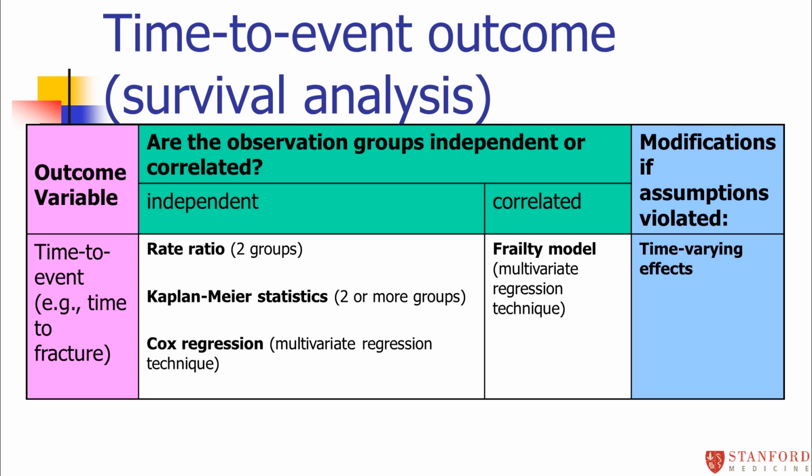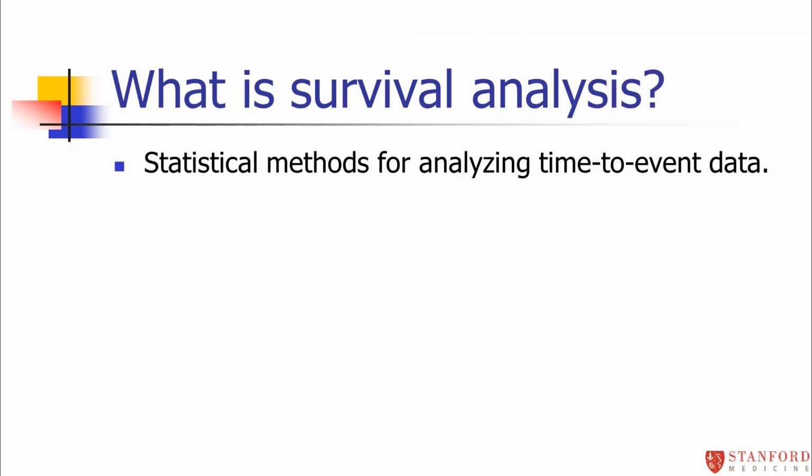For time to event outcomes, there are a couple of different statistics we're going to be talking about in this course. I mentioned already that in week 2 of the course we talked about the rate ratio. I'm not going to go over that again here; I'll refer you to week 2. This week I'm going to talk about Kaplan-Meier statistics. That's the unadjusted way of comparing survival experiences between 2 or more groups. In a couple of weeks we'll talk about Cox regression, which is the multivariate regression technique that's commonly used for survival analysis.